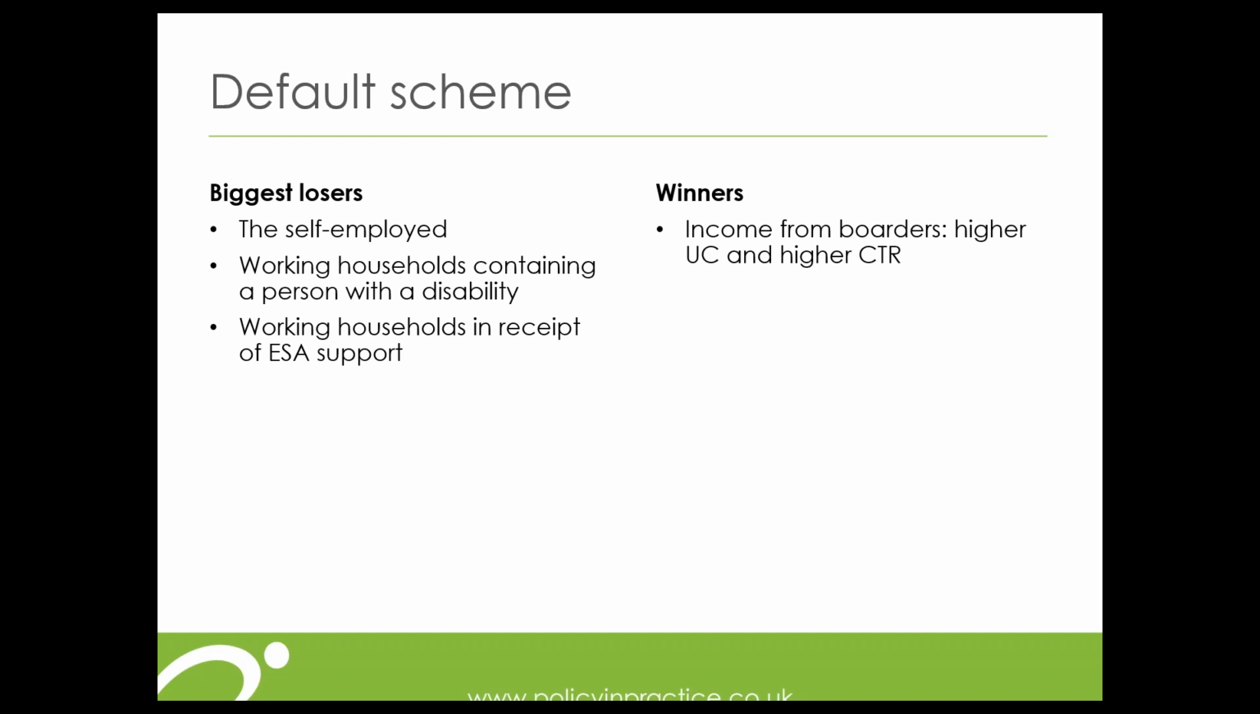We tried to have a look for people who would gain both, have higher UC than legacy benefits and higher CTR. I only came up with one group, I'm afraid. I'm sure there are others. That was people where income that was taken into account under legacy benefits is ignored under universal credit. And the only one I could come up with was income from boarders.